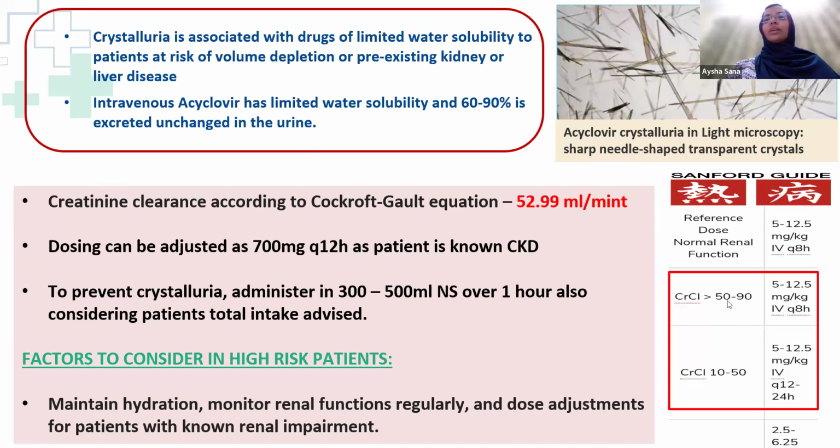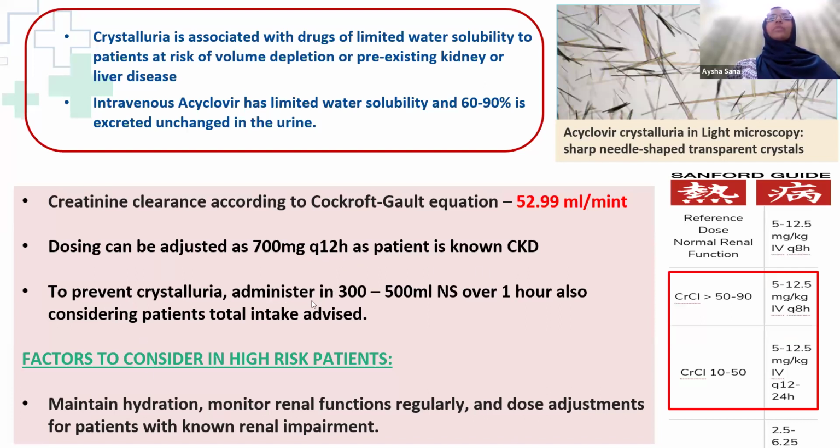According to the Sanford guide, if the creatinine clearance is between 50 and 90, you have to give 5 to 12 mg per kg 12th hourly. The dosing can be adjusted as 700 mg Q12H as the patient has CKD.